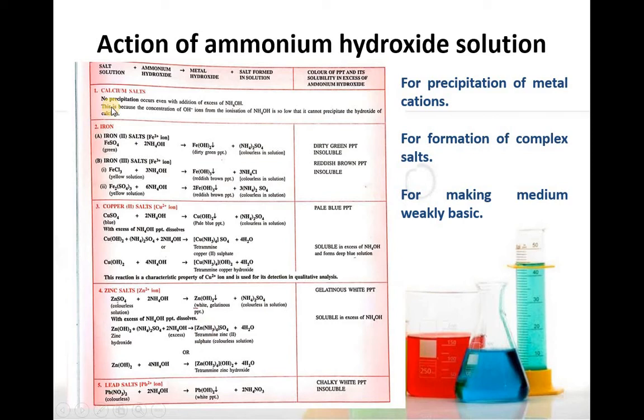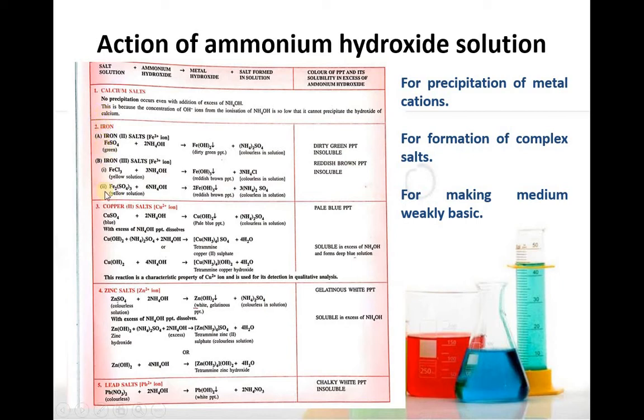Okay. So now first, see calcium salt. If you use calcium salt with ammonium hydroxide, you will get no precipitation, because the concentration of hydroxyl ions from the ionization of NH4OH is very low, because it is a weak base or weak alkali. So it cannot precipitate the hydroxide of calcium.